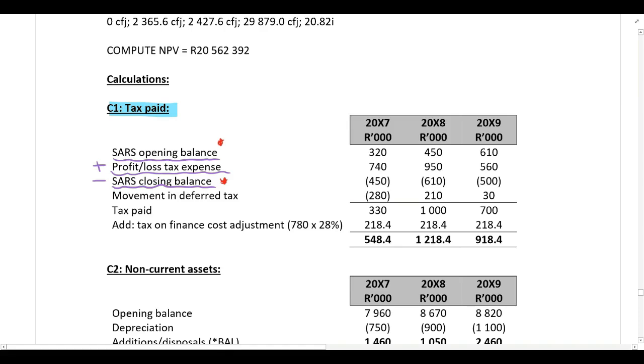Then we need to consider the movement in deferred tax. Because remember, guys, deferred tax is not a cash flow. Deferred tax is an accounting principle. We don't actually pay any tax across to SARS, so there's no cash flow. So we need to eliminate this because we are trying to calculate the tax that is actually paid. So this is not a cash flow. Therefore, we must eliminate it.